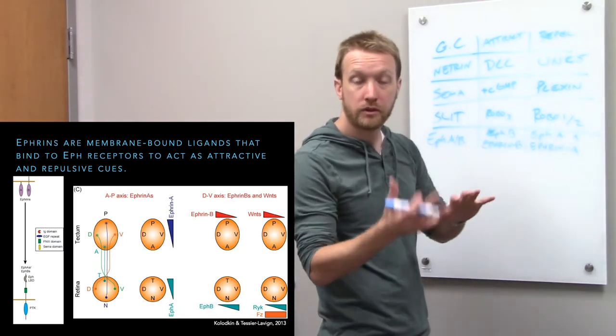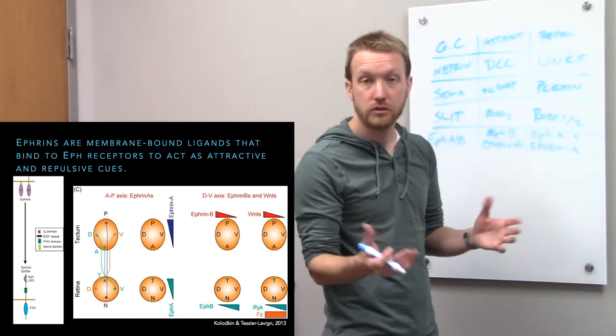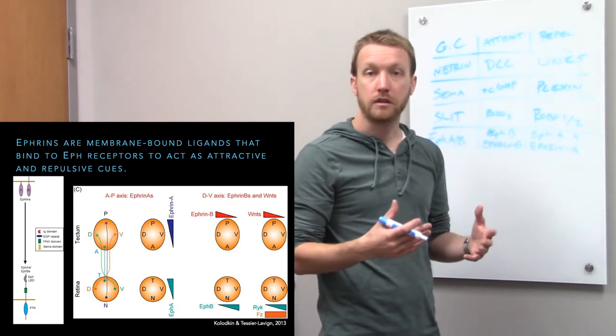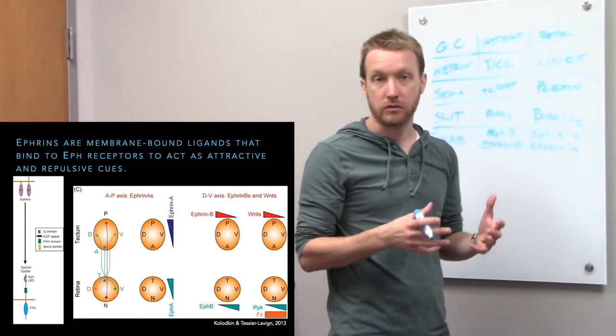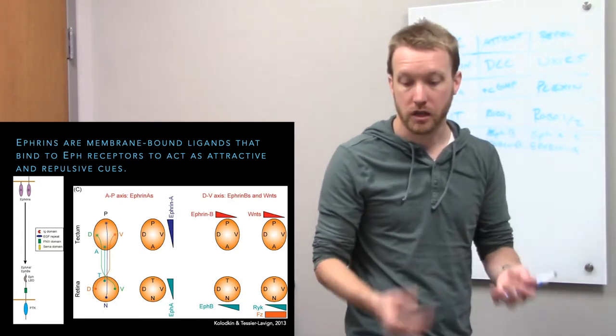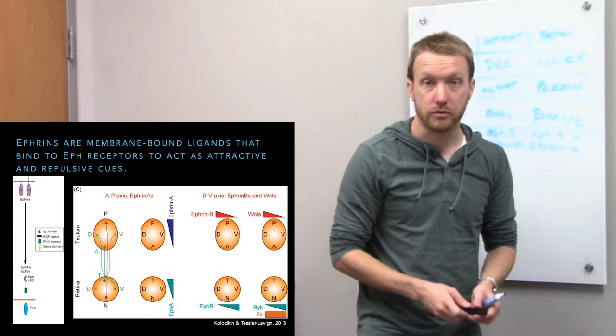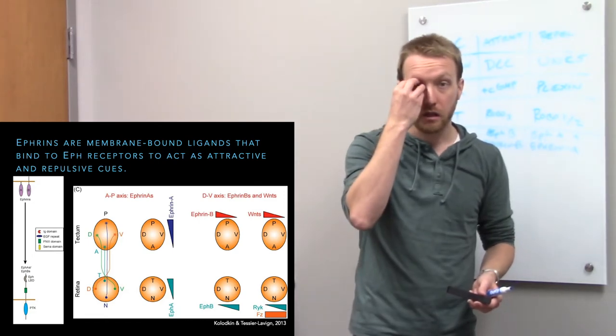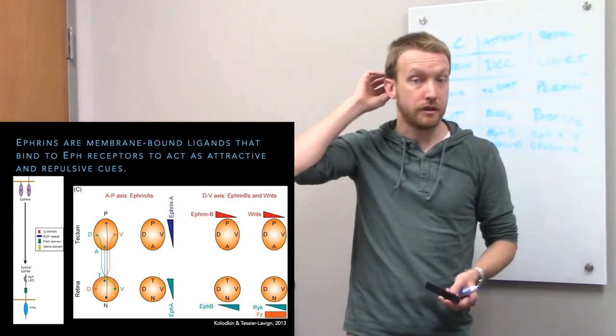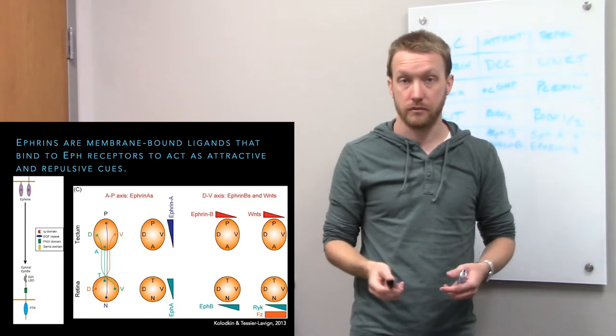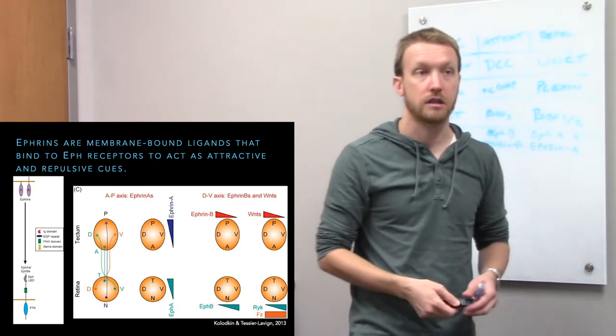And by having a couple different gradients of attractive and repulsive cues, we can reliably maintain spatial relationships between neurons. And that's all topographic mapping is. So your position in the retina is going to be similar to your position in the optic tectum, or the superior colliculus.